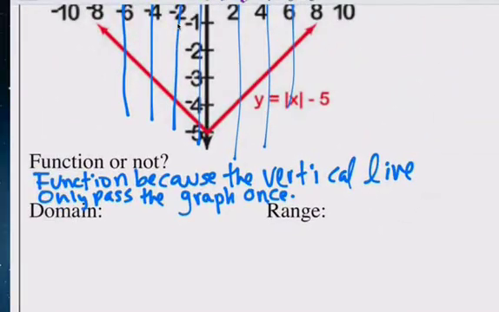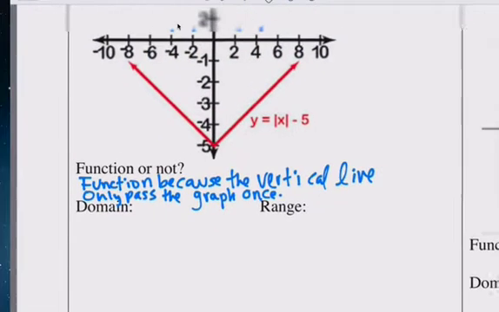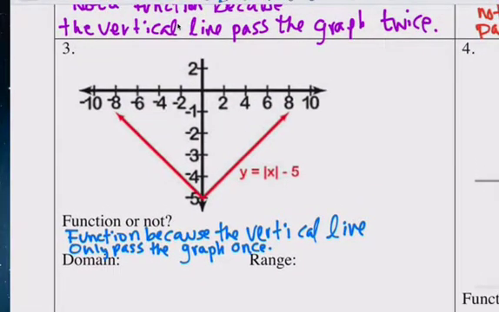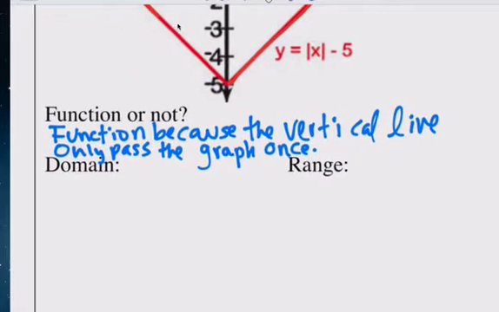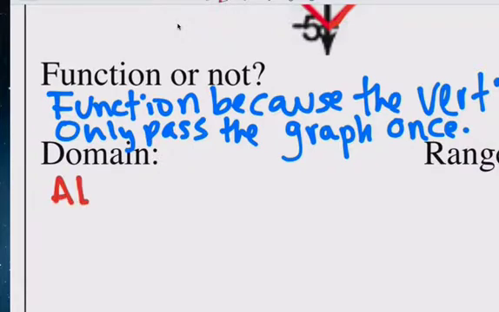Domain, remember, is the x. Domain is the x right here. Remember, this graph, see the red arrow, continues forever. So the x is infinitely many, or all real numbers. And every x on this line can go meet that graph. So domain is all real numbers.